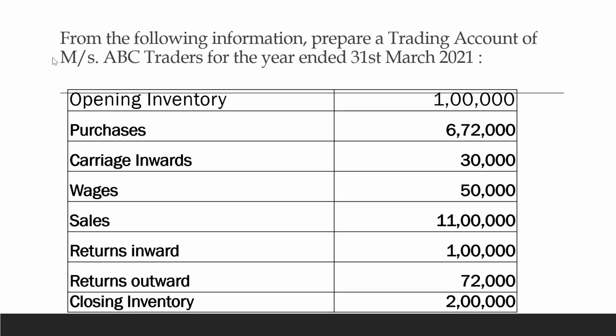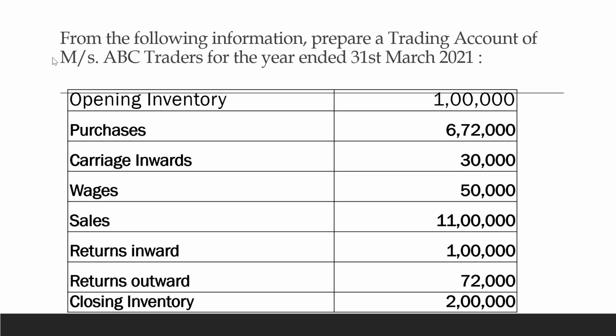So look at this question. Can you read the question, Mohit? Yes, sir. From the following information, prepare a trading account of Miss ABC, trader, for the year ended. Not Miss, it is Messrs ABC. Messrs, not Miss ABC, they are called Messrs ABC. Okay, fine, just read. Okay, sir. Messrs ABC traders for the year ended 31st March 2021.